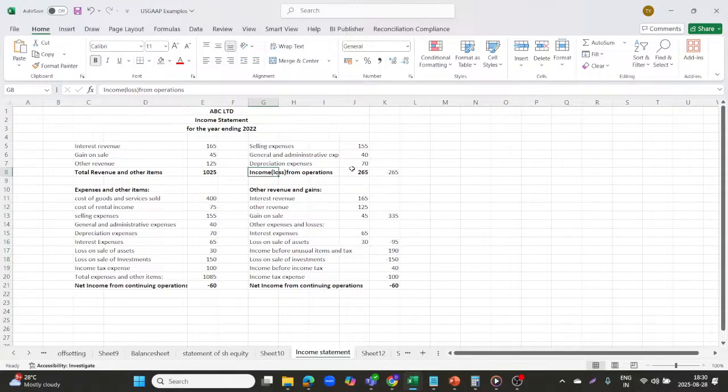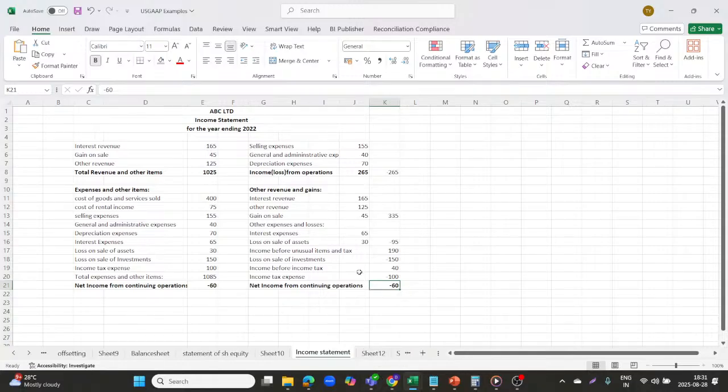So income and loss from operation, that is your expenses. Then you're showing the other revenue and gains, that is interest revenue, other revenue items, gain on sale, other expenses and losses, that is interest expense, loss on sale of assets, income before unusual items and tax, loss on sale of investments, income before income tax expense 600, and net income from the continuing operation is minus 60. So left and right should get tallied. So this is how you prepare the income statement.